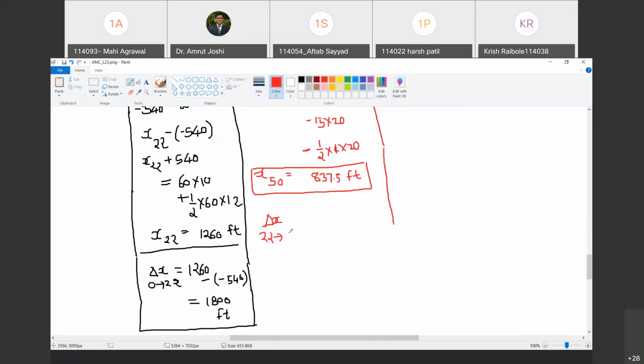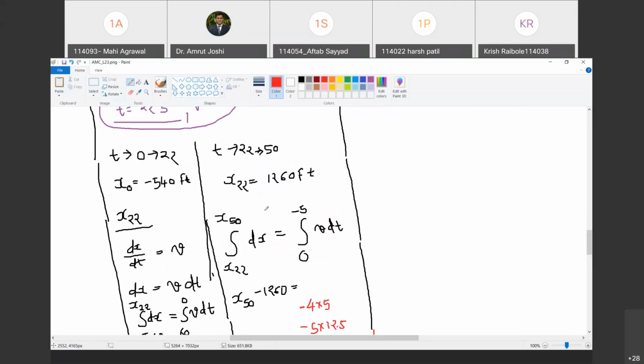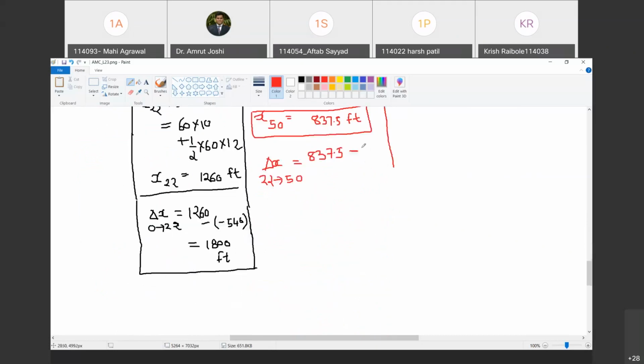Do you agree with me? Yes, sir. And what is that? It is x at 50, which is 837.5, minus x at 22. What is x at 22? 1260. So how much is that? Minus 422.5, which was obvious because the particle started moving in the reverse direction. Minus 422.5 feet. Do you agree with me?